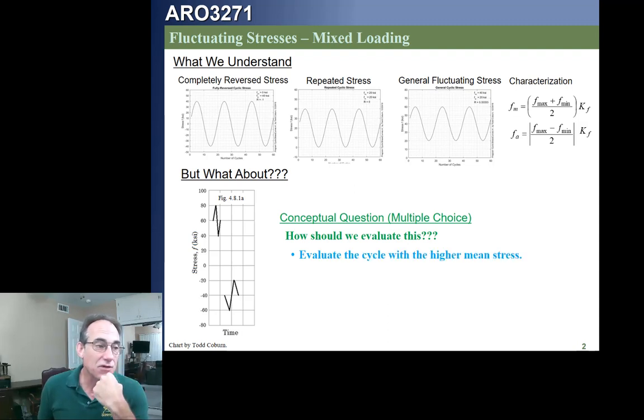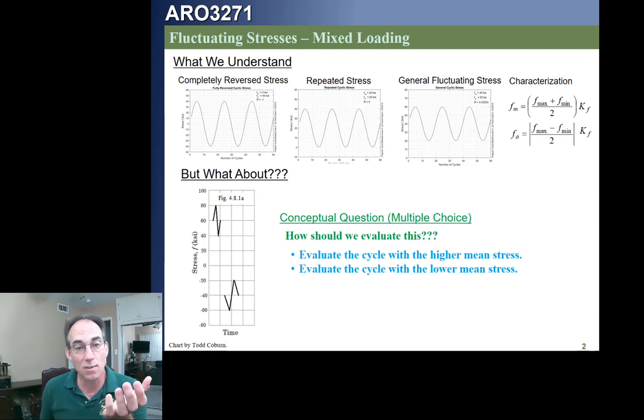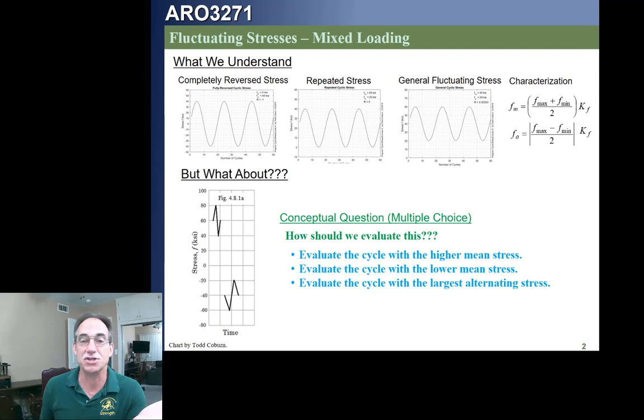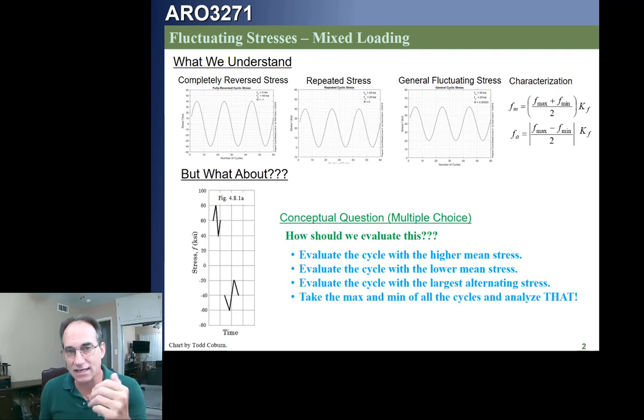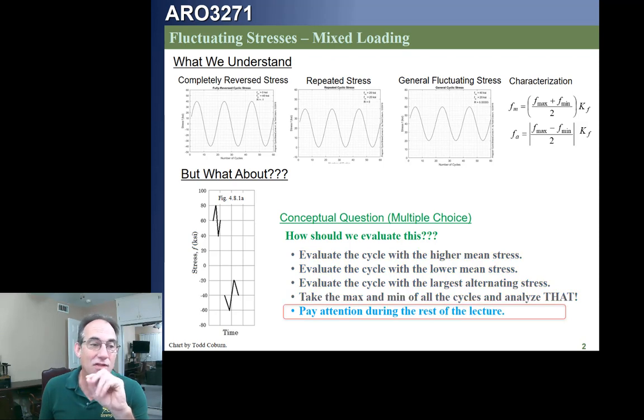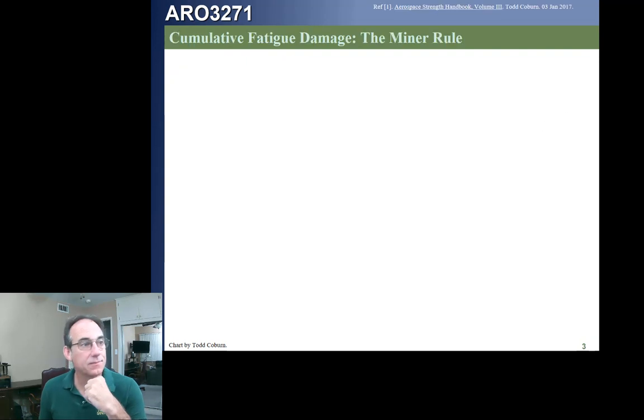So if we ask ourselves this question, how do we evaluate it? Do you think we would evaluate the cycle with the highest mean stress? Or should we evaluate the one with the lower mean stress? That seems silly. Or should we evaluate the cycle with the largest alternating component? Or take the max and min of everything and analyze that, right? Well, what we're going to do is go beyond this and learn how to put these things together.